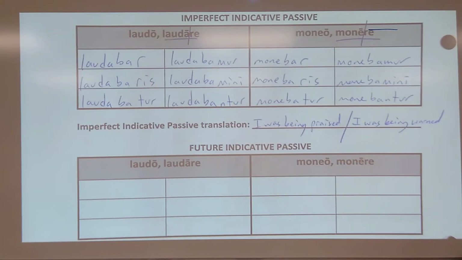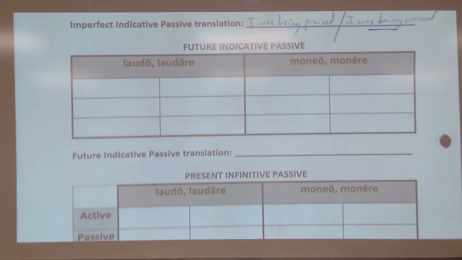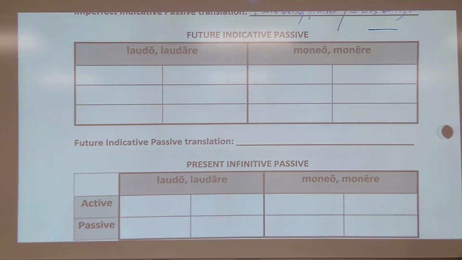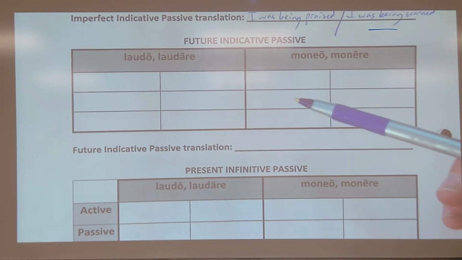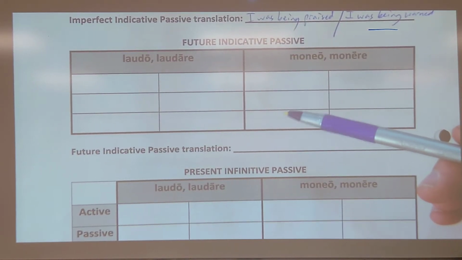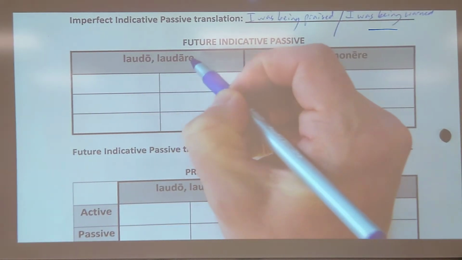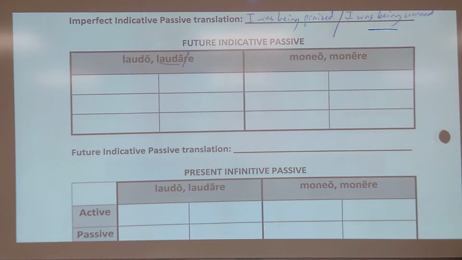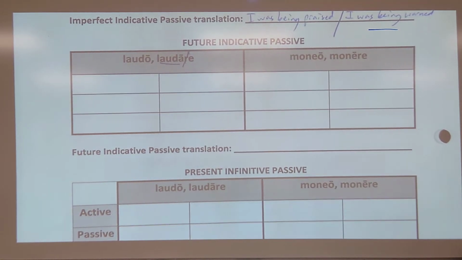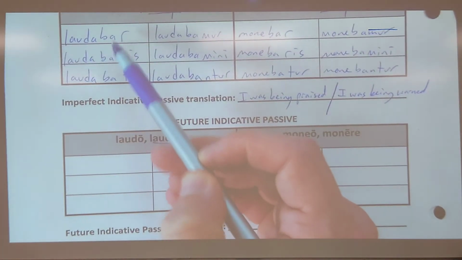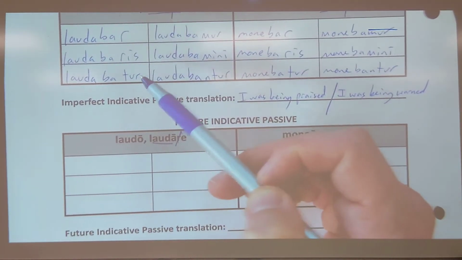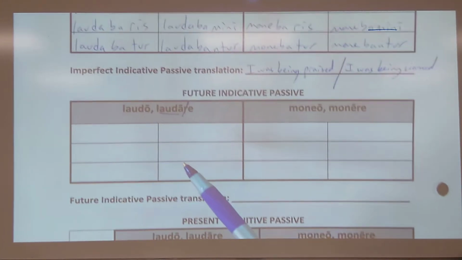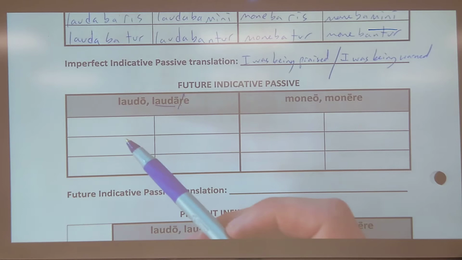All right. Let's move on to the future. Okay, again, future, same deal. We're going to have the same r, ris, tur, mur, mini, ntur endings. We just are going to get our stem by chopping off the RE. Okay, and the only thing is that I think the future is just a little bit easier to think of as the ending all by itself. Like the imperfect, we're able to add our imperfect sound and then the ending. For the future, it's a little more confusing if we do it that way. So we'll just add the whole ending all at once.